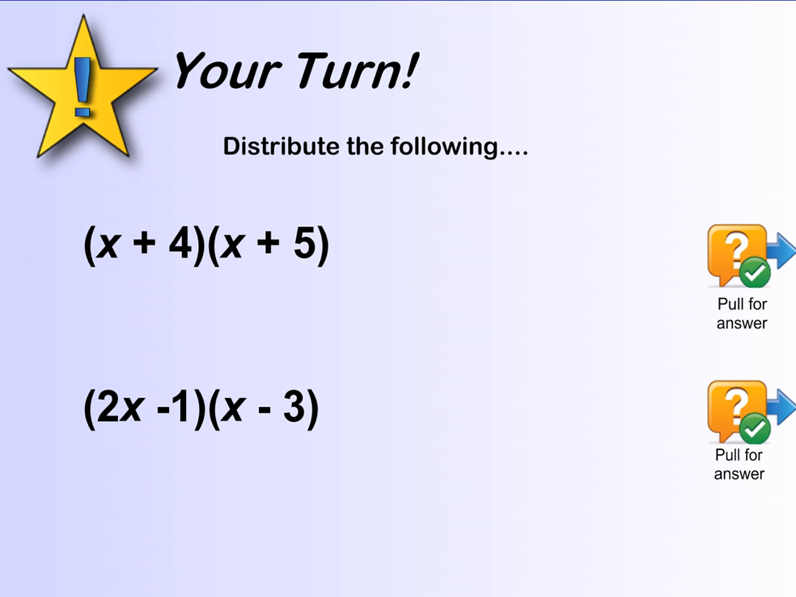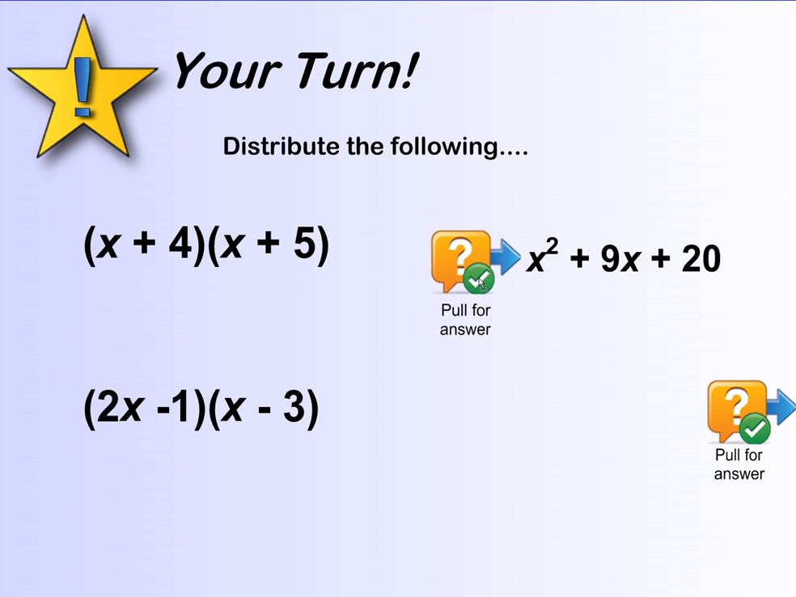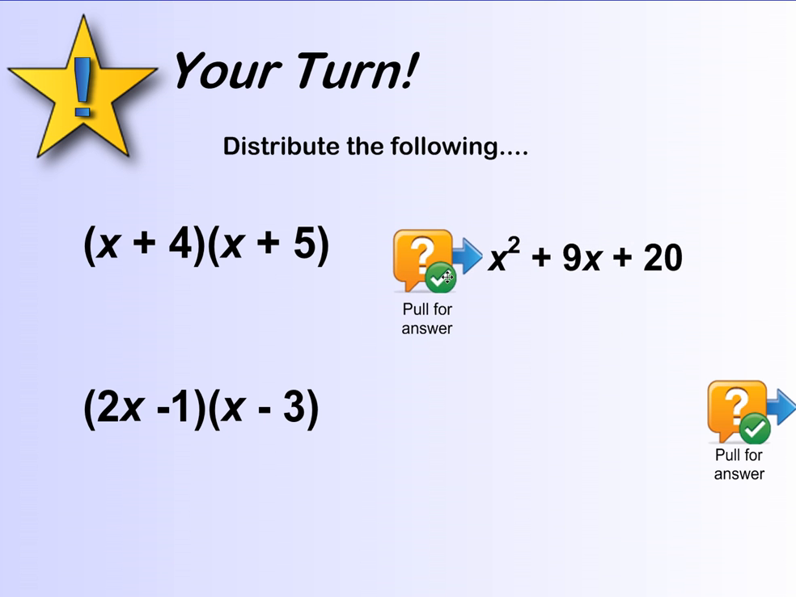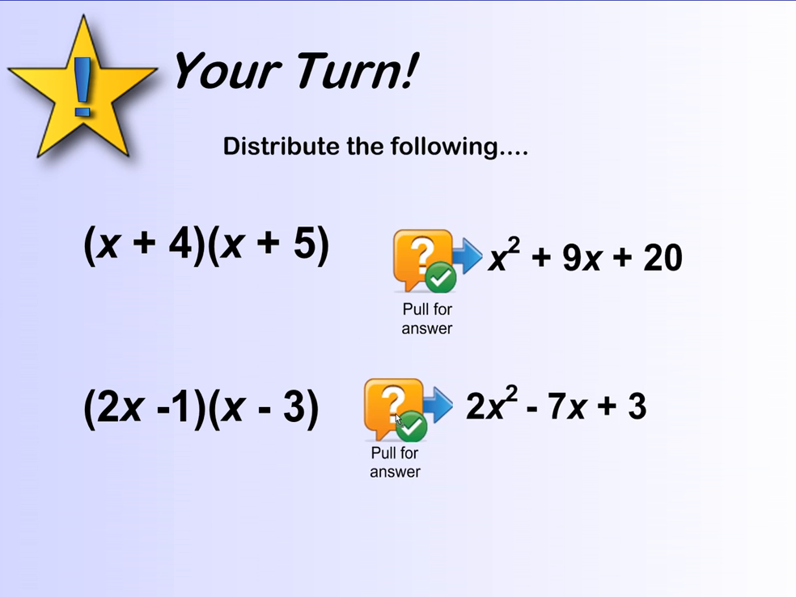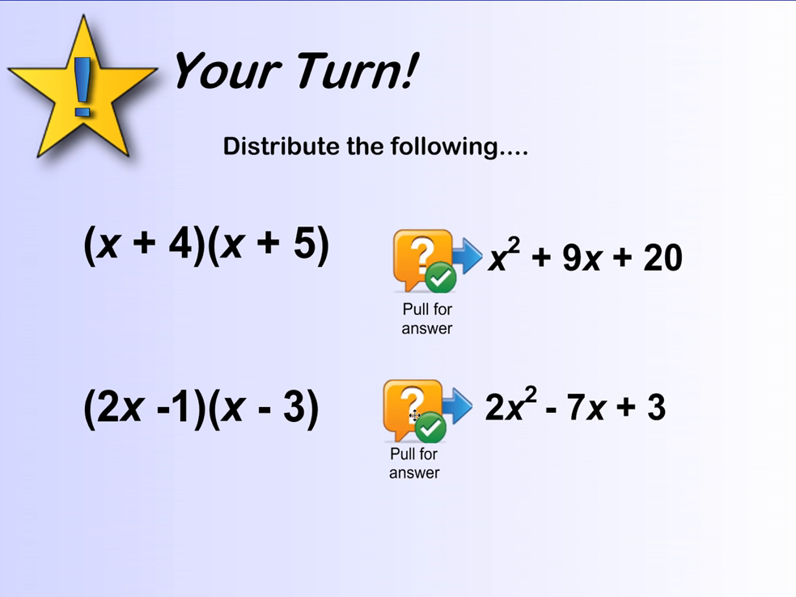Take a look at the following examples and distribute to determine the standard form. Pause this video, and then once you have completed your answer, restart it to see if you were correct. So for x plus 4 times the quantity of x plus 5, you should have had x squared plus 9x plus 20. And for 2x minus 1 and x minus 3, you should have had 2x squared minus 7x plus 3.